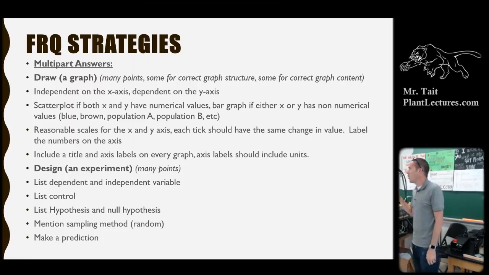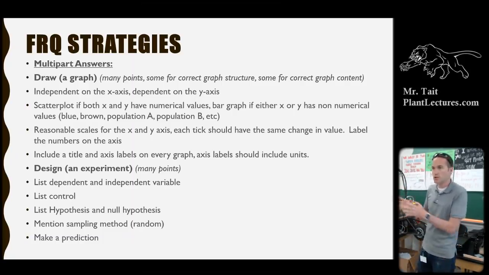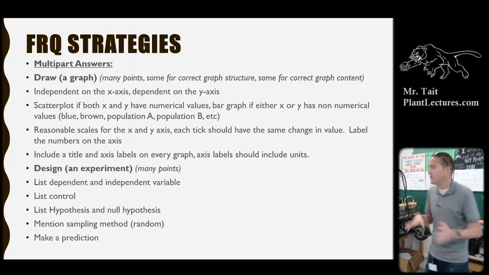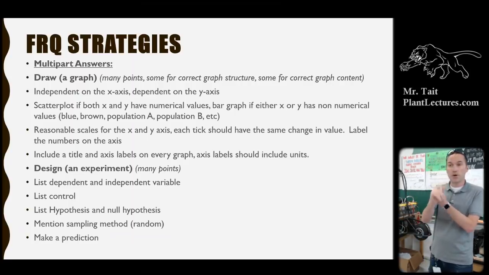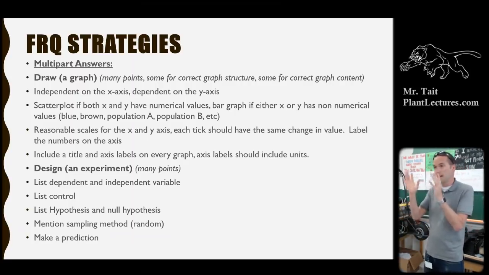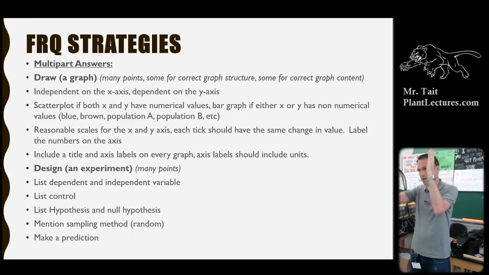Multi-part answers. Draw a graph would be worth a bunch of points, right? So here are some things you should do when you draw a graph. Make sure your independent variable is on your x-axis, your dependent variable is on your y-axis. You should select the correct type of graph. So a scatter plot, if both of your data types, your independent and dependent variable, are both numerical, you're going to use a scatter plot, right? That's two axes, and then you plot the dots, right? Don't connect the dots, that's a line graph. If they ask you to connect the dots, do it, but otherwise don't, okay?